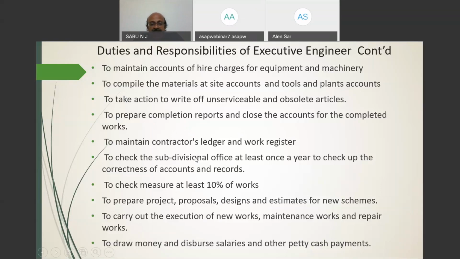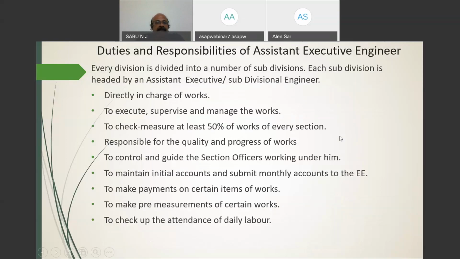Normally, after carrying out all construction activities, the measurement will be done by the assistant engineer. Then the executive engineer has to check whether it is correct or not; that type of check measurement is to be done by the executive engineer. Also the project proposal to draw money and disburse salary and other petty cash expenses.